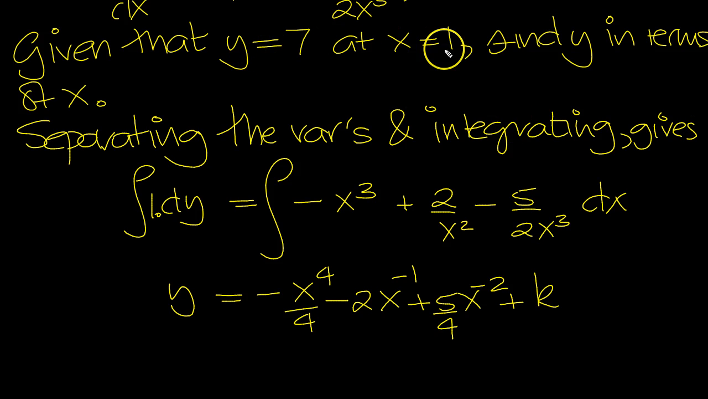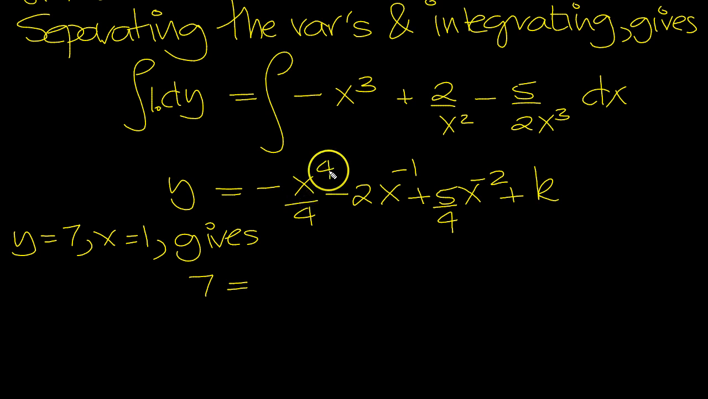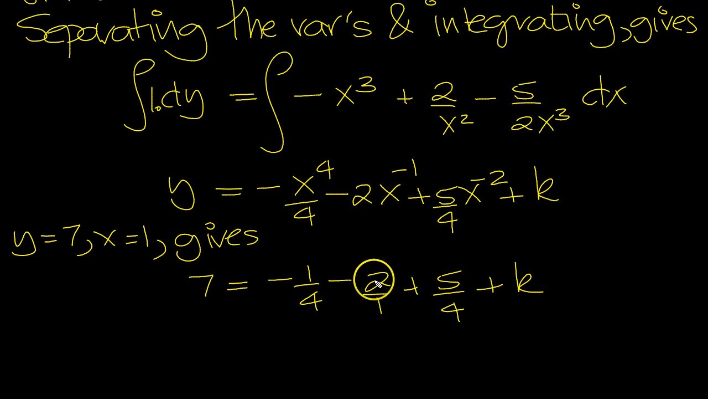The initial condition: y is 7 at x equals 1. Y equals 7, x equals 1 gives, let's see what we get then. 7, x is 1, 1 to the 4 is 1, so this is minus 1/4. Minus, the x underneath is minus 2 over 1, which is minus 2, and then plus 5 over 4, and the x squared, that's just 4 lots of 1 squared, which is 4. Plus k. So this is just the number 2, so I'm just going to replace that with the number 2 here.